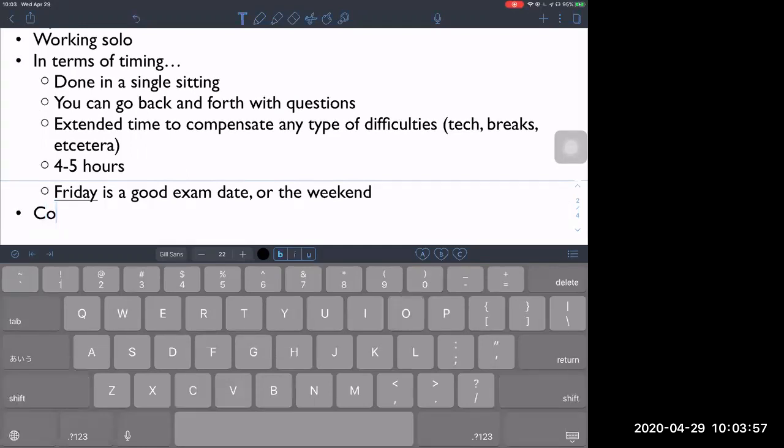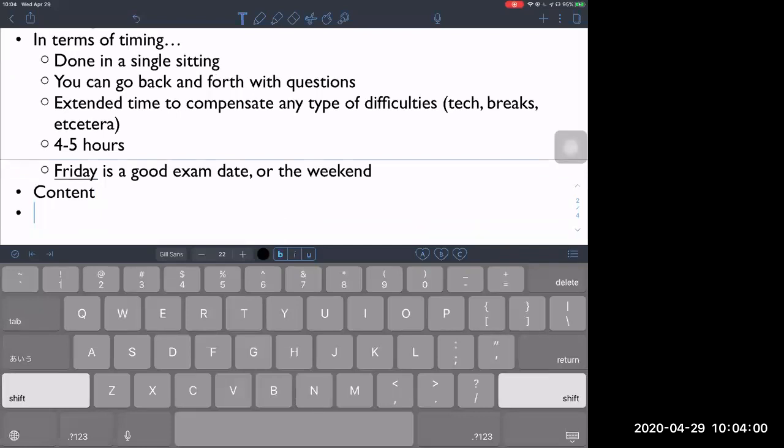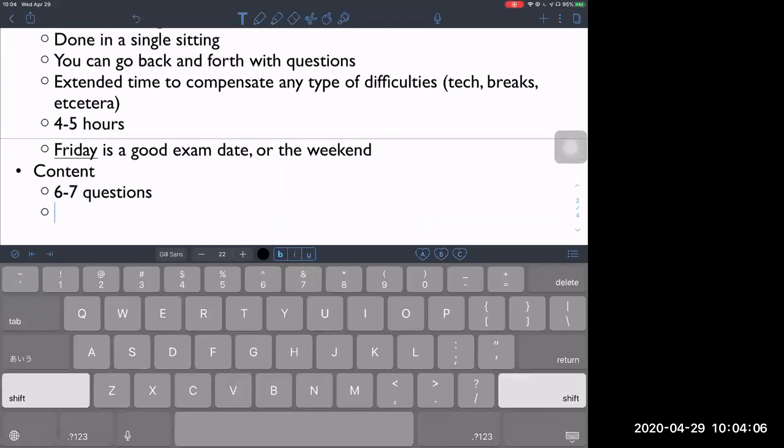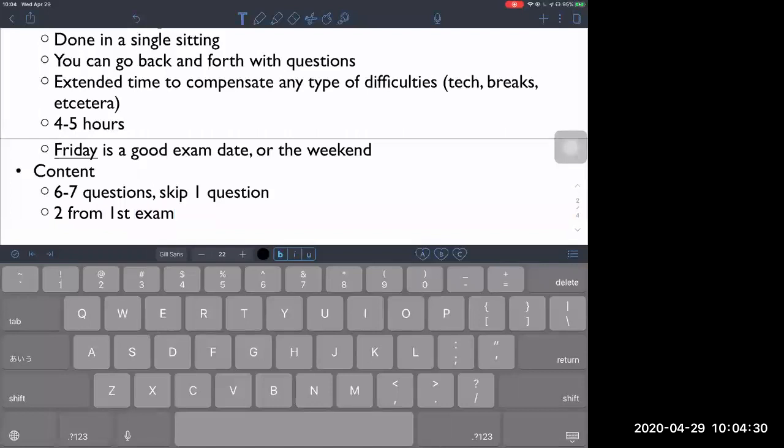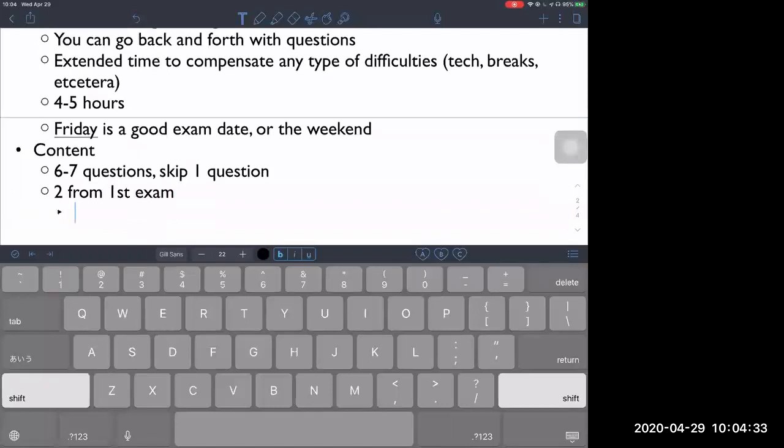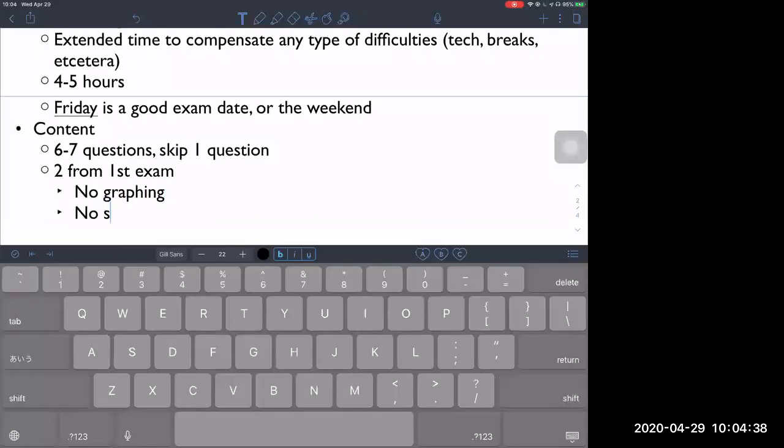Now the actual content of the exam itself, right? We're going to have 6 to 7 questions. And more than likely, we're going to also skip one. Oops, not slip one, skip one question. Just like the first exam. Not the second exam because it was really short, right? And then what we're going to do is we're going to have 2 questions from the first exam. Okay, and I can already tell you though, specific to the first exam, there's going to be no graphing and no simple interest. Too basic, right?